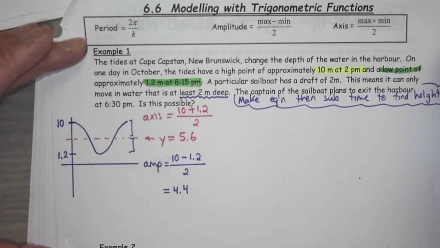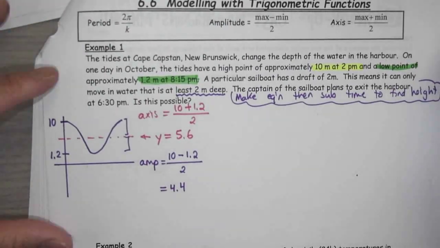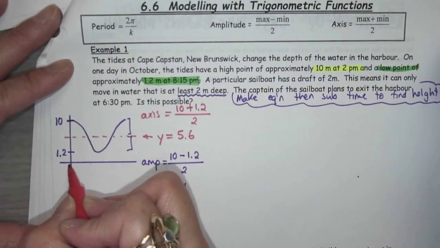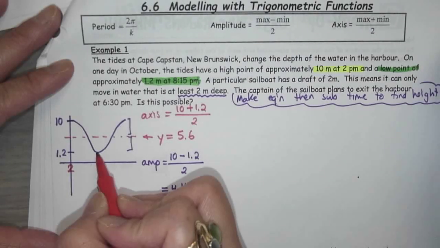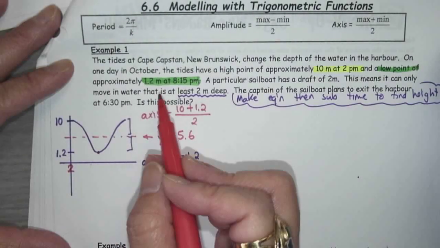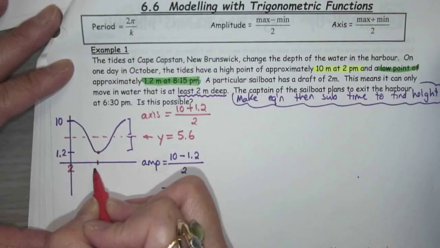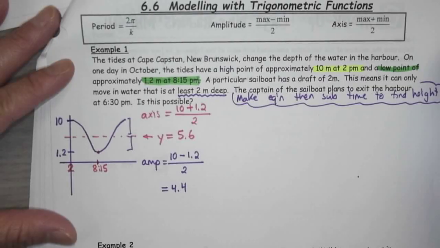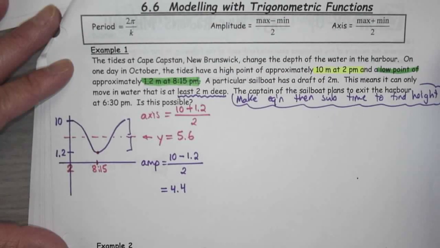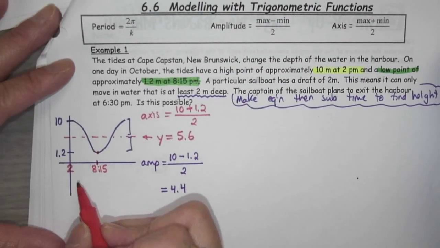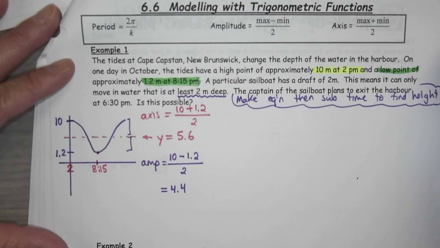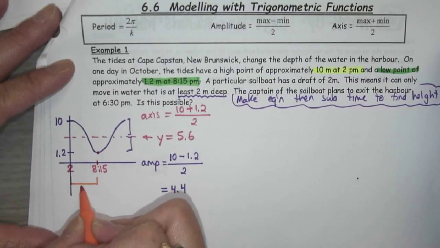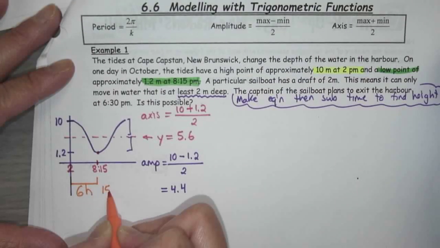So for here, I know that this is at what time? 2 p.m. The lowest point is at 8:15. So that's 8:15 p.m. But 2 and 8:15, you can't put 8:15 into an equation, right? So you have to tell me how many minutes is that? So I'm going to say, okay, so then I know that this part here is 6 hours and 15 minutes.